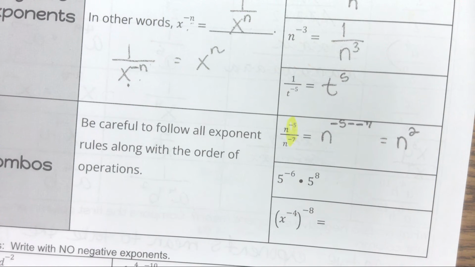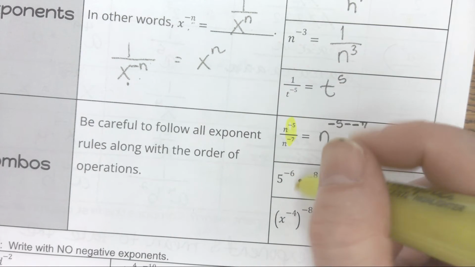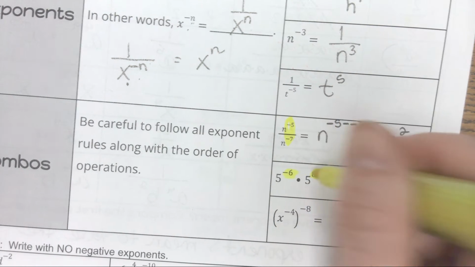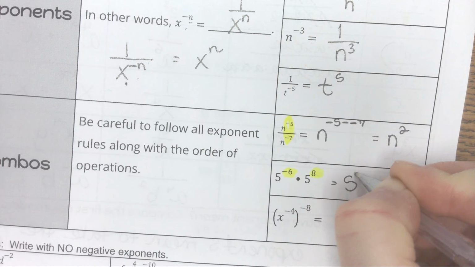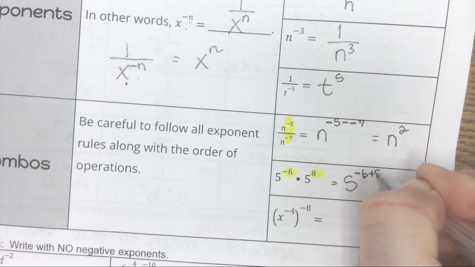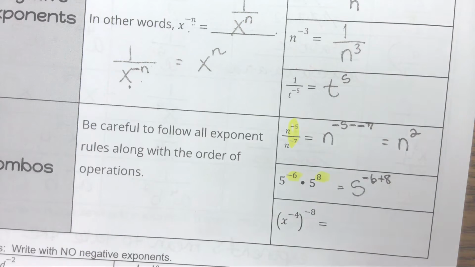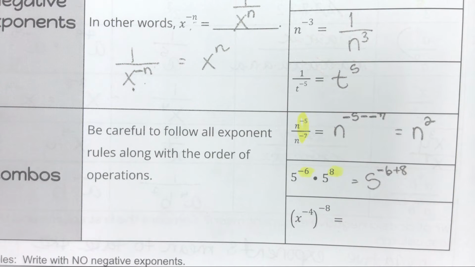Okay, do you remember your rule when it's multiplication? Do you remember what you do? Add your exponents. This is 5 to the -6 plus 8. -6 plus 8 is 2. This is 5 squared.